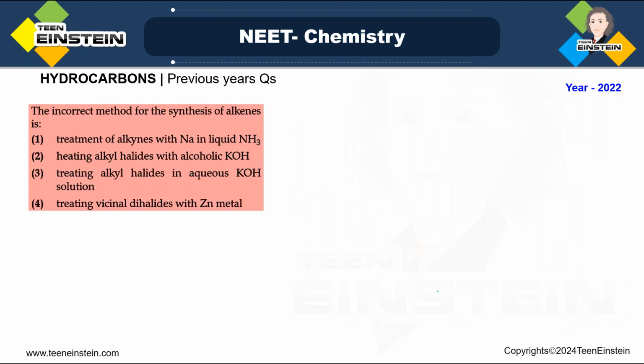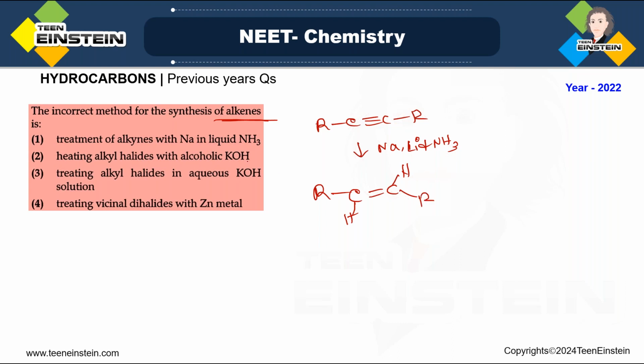The incorrect method for the synthesis of alkenes. Which method is not correct? Treatment of alkyne. So suppose we have any alkyne like this. You are treating with sodium in liquid ammonia, and this reagent is specifically used when we want trans addition of H. But we don't have to think about trans or cis. You will get an alkene, that is sure. So this is not the correct option because we are getting an alkene.